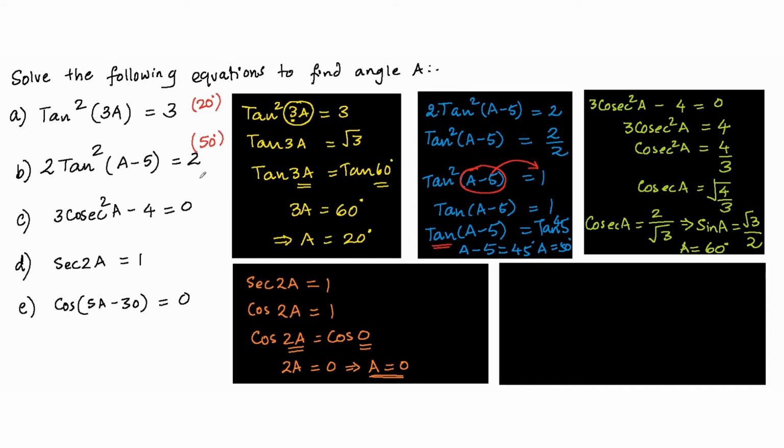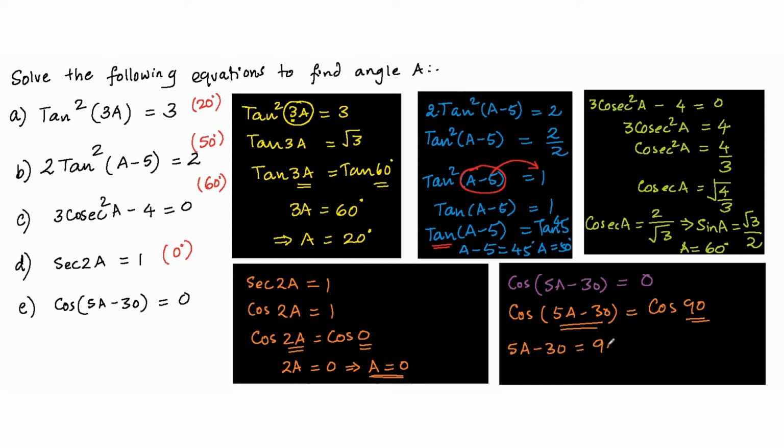So the solution to the third one was basically 60 degrees. The solution to the fourth one is 0 degrees. Let us now go ahead and solve the fifth one. In the fifth one I have cos of 5A minus 30 is equal to 0. I am trying to find that particular angle whose cos is equal to 0. So from the cos row in the trigonometric table, I remember that cos 90 is 0. So cos of 5A minus 30 should be equal to cos 90, and therefore 5A minus 30 should be equal to 90, which means 5A is 120 and therefore the value of A is 120 by 5, which is 24. So this is how I can calculate the value of angle A.